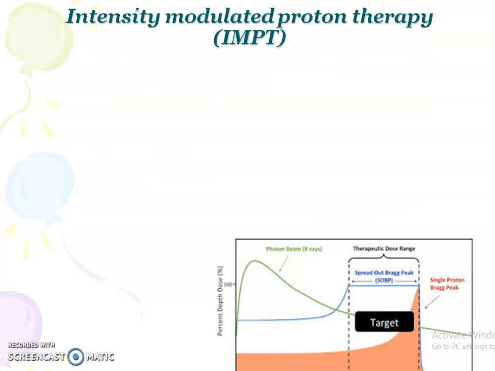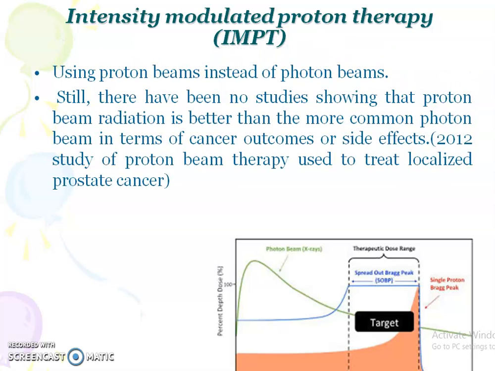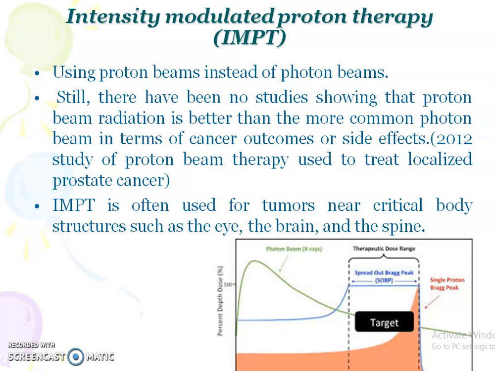Next is intensity modulated proton therapy, IMPT. Here we use proton beams instead of photon beams. Still, we have no studies which show that proton beam radiation is better than the common photon beams, also regarding the side effects. But in 2012, a study of proton beam therapy was conducted to treat prostate cancer. Still, IMPT is often used for treating some tumors near critical body structures like the eye, brain and the spine.